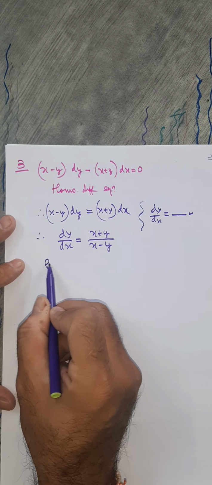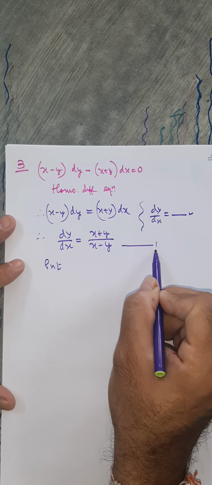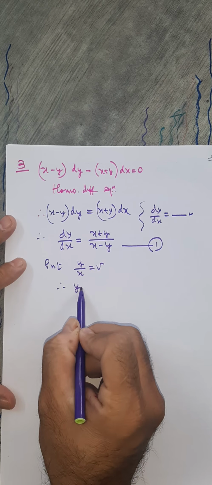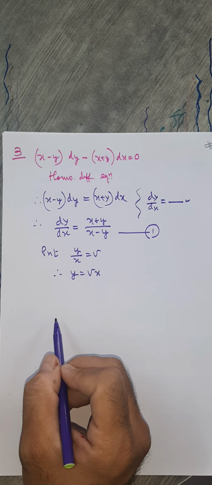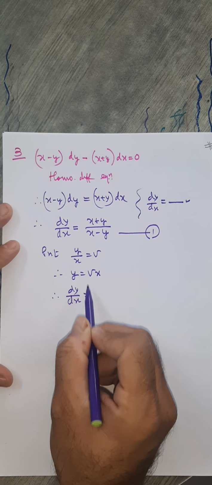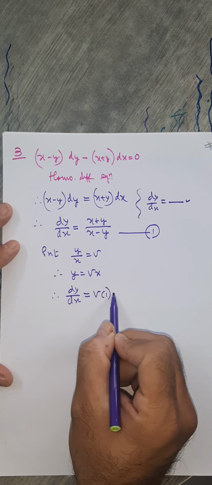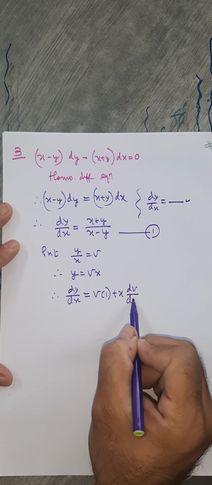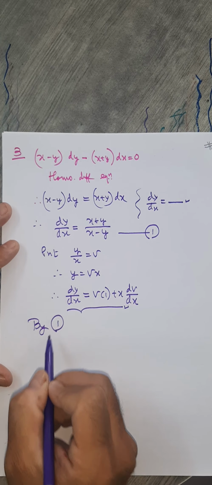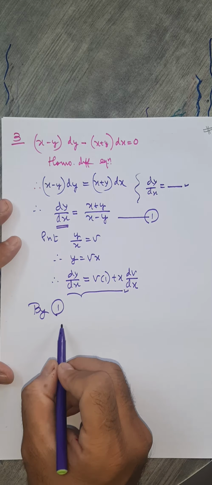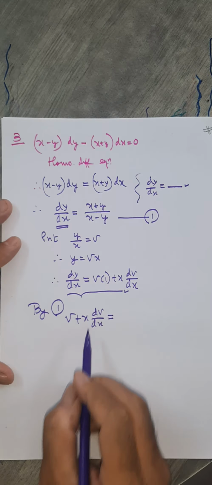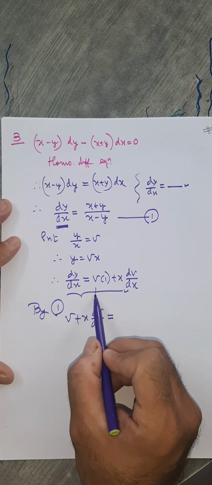Fine. Next step, substitution. Once you express in this form, always the next step is to put y by x equals v. Therefore, y equals vx. After differentiation, you will get dy by dx equals v as it is, plus x into dv by dx. What is the left hand side? That is v plus x into dv by dx.